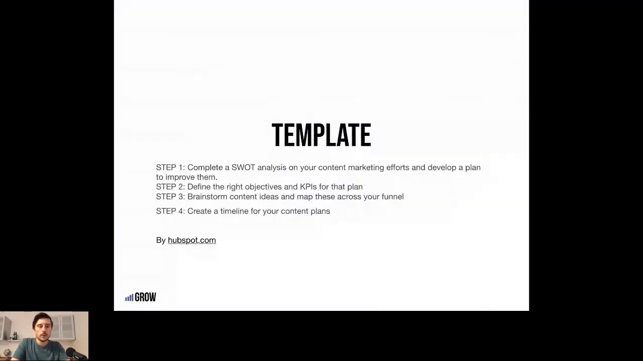All right, into more detail. This is a template by HubSpot.